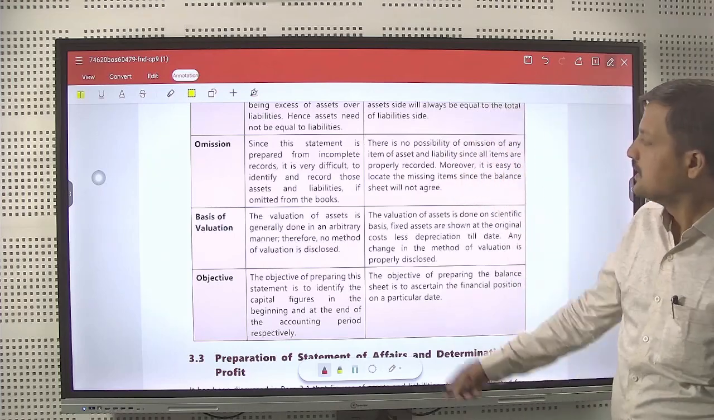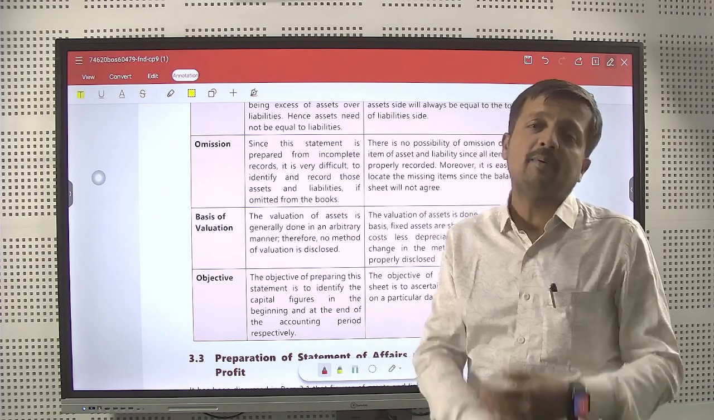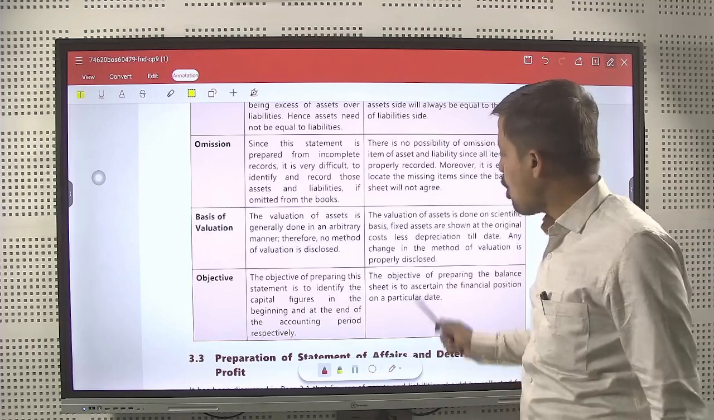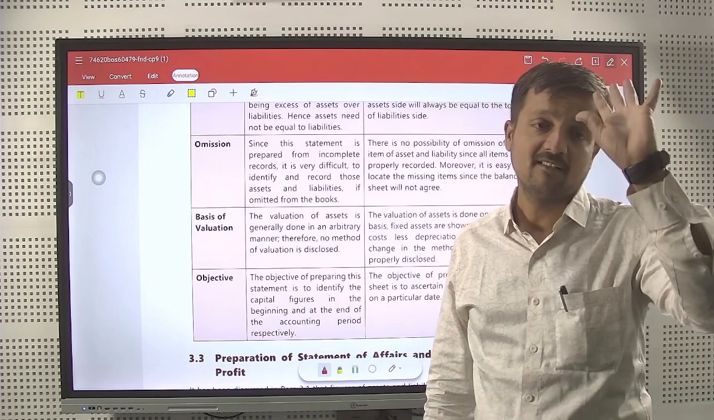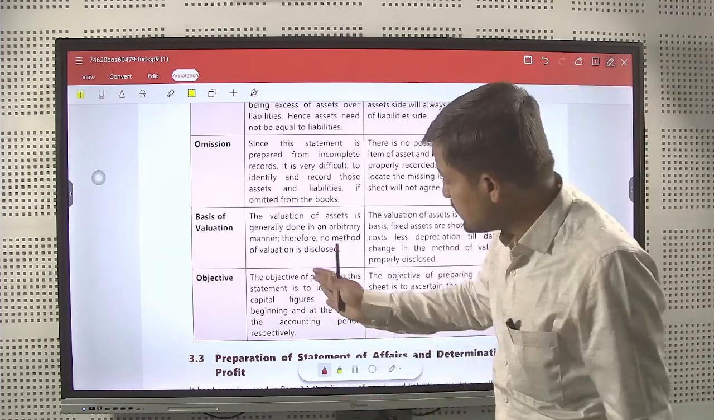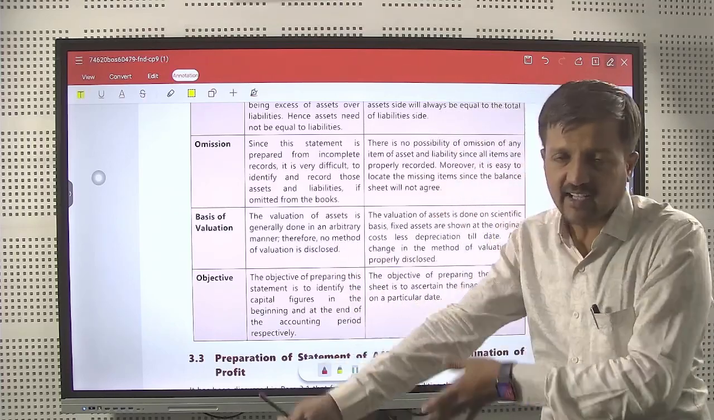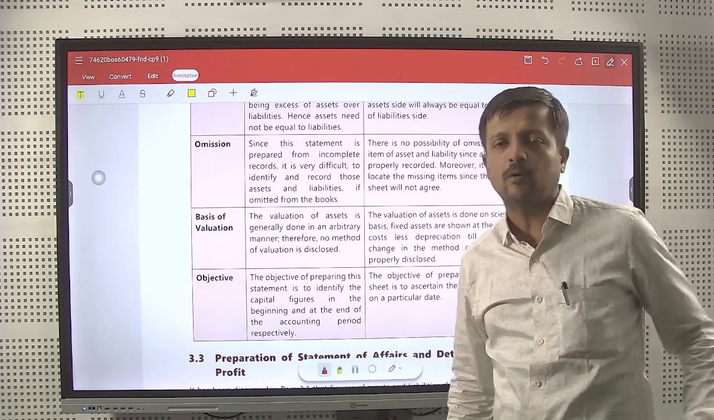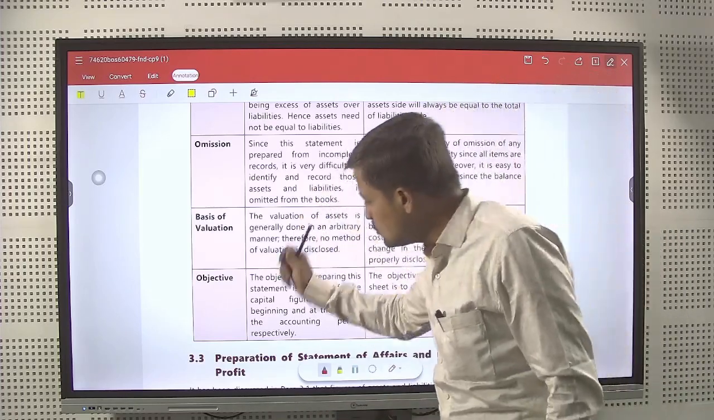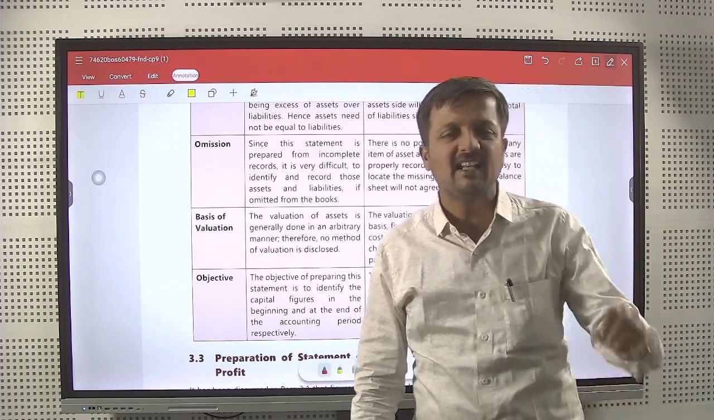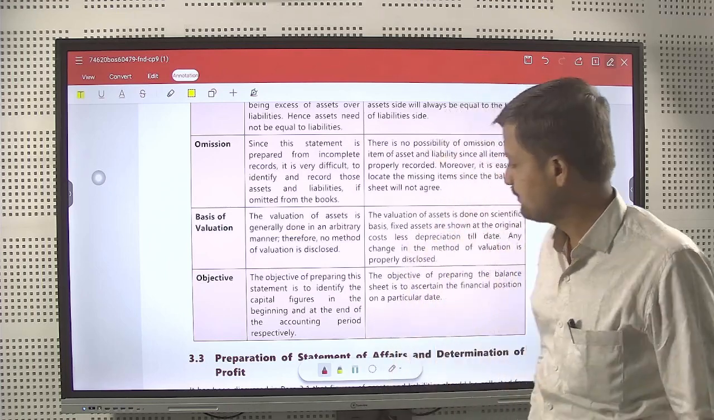The objective of preparing statement of affairs is to ascertain the opening and closing capital, whereas the objective of the balance sheet is to ascertain the financial position. The object of preparing balance sheet, you have written this answer many a times in first year, second year, whenever it is asked why the balance sheet is prepared: to ascertain the financial position. We have answered this many times. But it's not the case in statement of affairs. It is prepared to ascertain the opening or closing capital. Next.